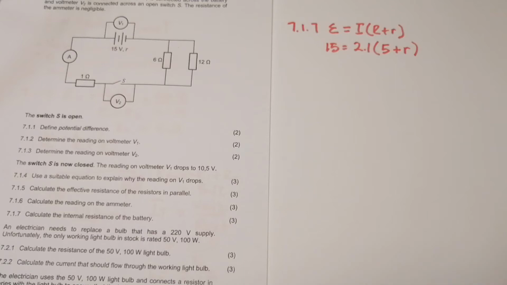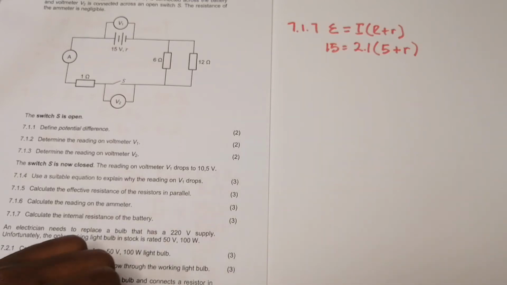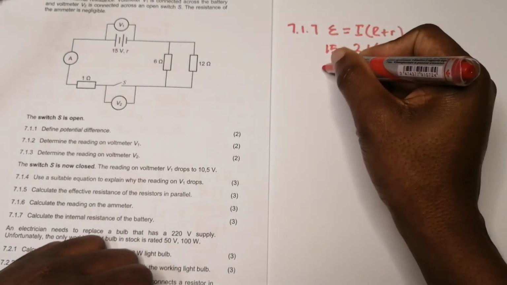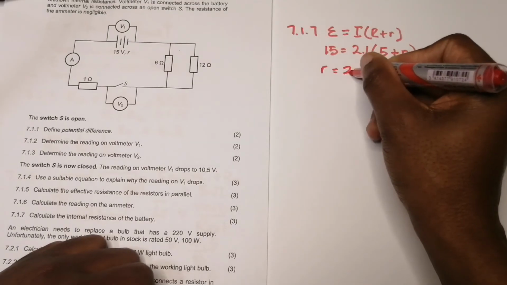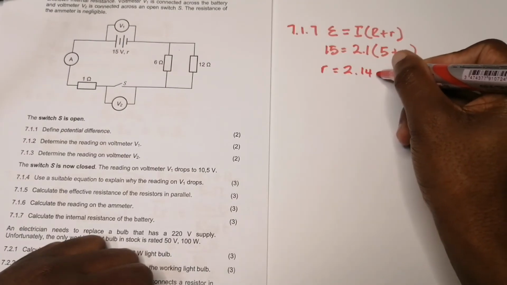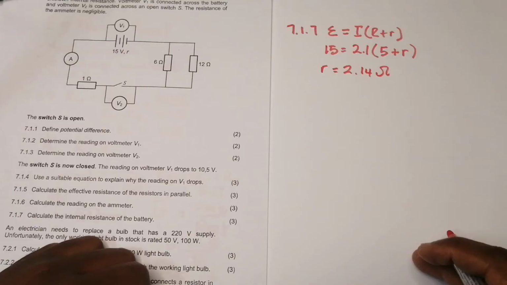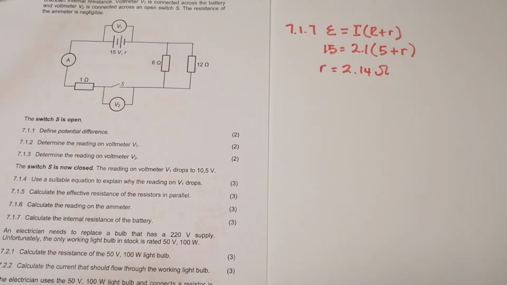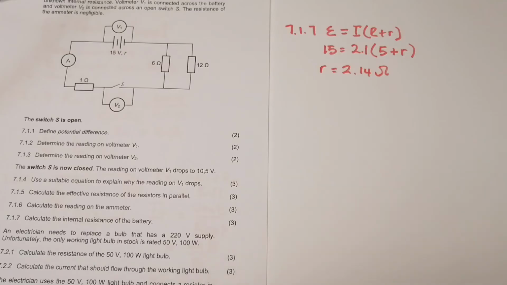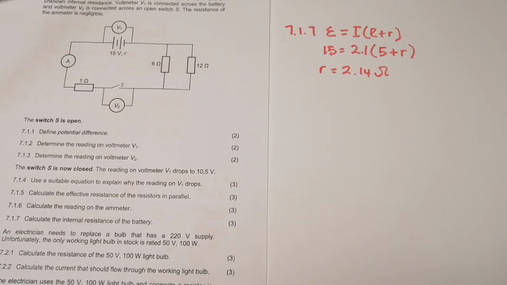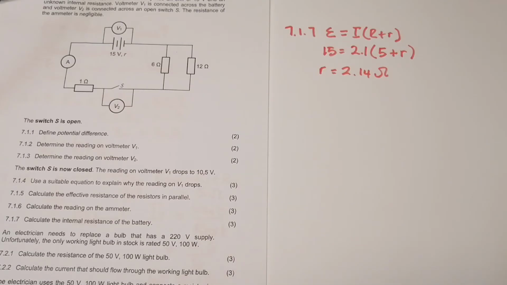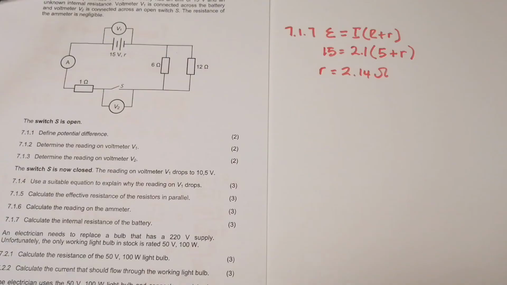2.14. So it means that my internal resistance would be 2.14 ohms. Please just verify and make sure that that value is correct. And if it isn't, please just throw it in the comments there. And yeah, of course, I know you know what to do. Right, so that's how the cookie crumbles when it comes to this circuit.